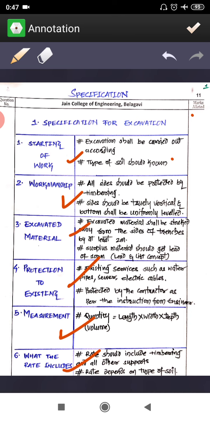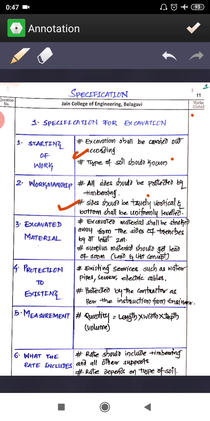Now the first sequence is the start of work. As you lay down the work, after the layout, you have to carry out the excavation work according to the plan or the drawing, right? Then it depends on the type of soil you will be having. Based on that, you have to opt for the method of excavation. Now you go to the workmanship. If you write these things, it will be enough for the first sequence.